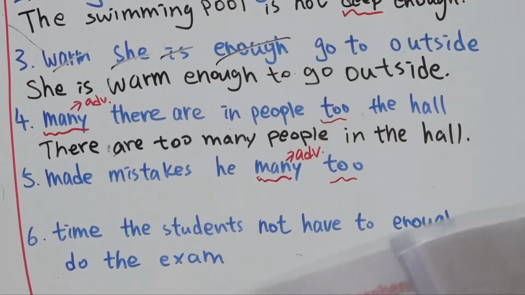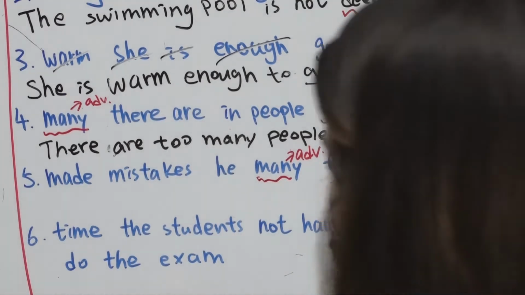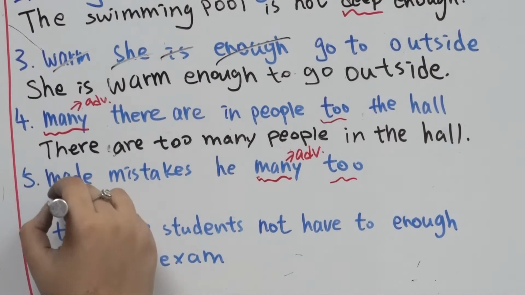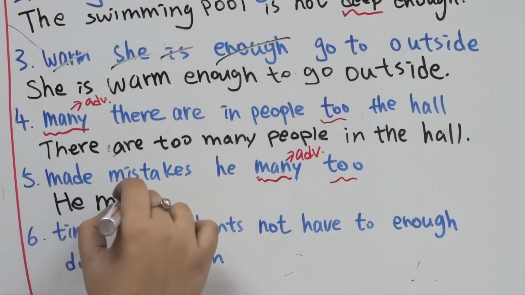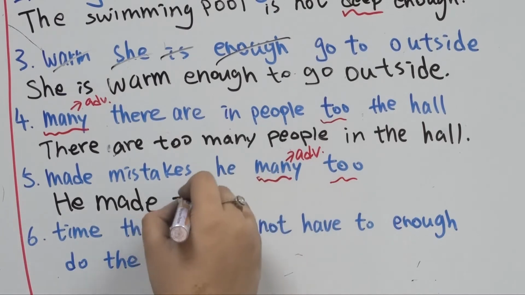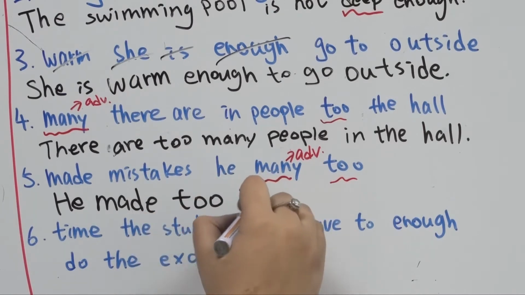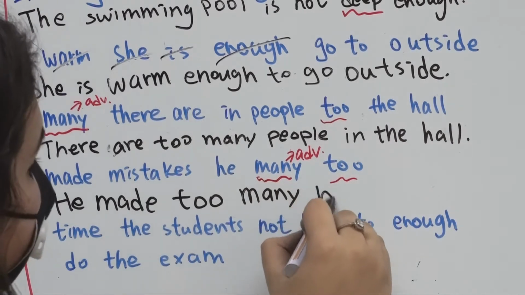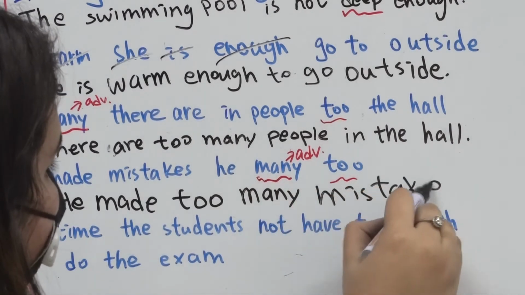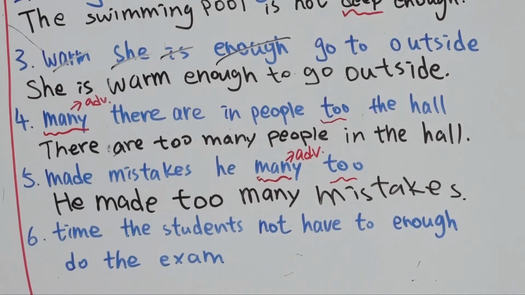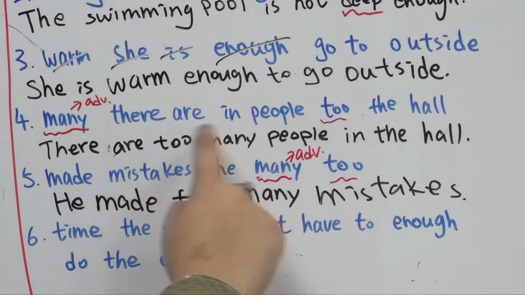He made too many mistakes. Yes, subject he comes first. He made too many mistakes. Mistake or mistakes? Mistakes. Good. He made too many mistakes. So here, too, as you see, is used as an adverb. Too many mistakes, too many people.